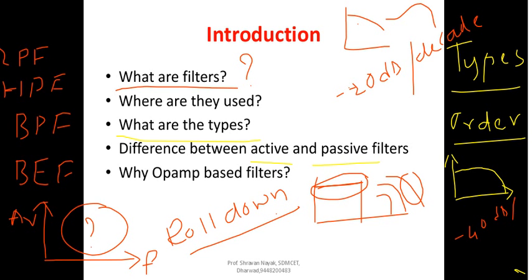Now, in our discussion here, we shall confine ourselves to the second order Butterworth filter. Whatever we are going to discuss here is going to be the second order Butterworth filter, right? Now with that, we will come to the next point, the difference between the active and passive filter. This is again a very important point to be noted, right?